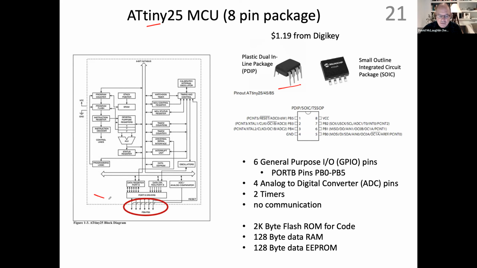This one only has one I/O port, port B, and it has 6 pins on it. So this one only has 6 general purpose input/output pins. And it has fewer analog to digital converter pins. So it's just another chip that's smaller and less capable than the 328P.